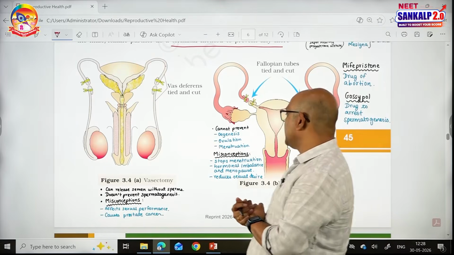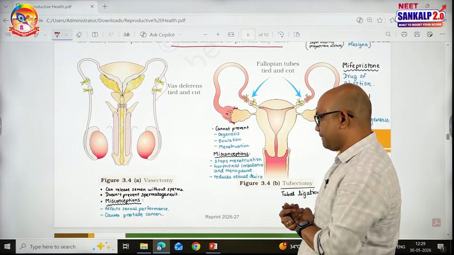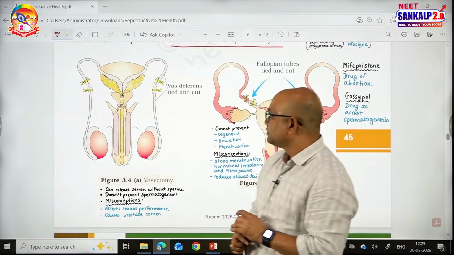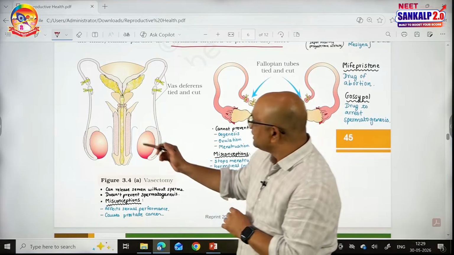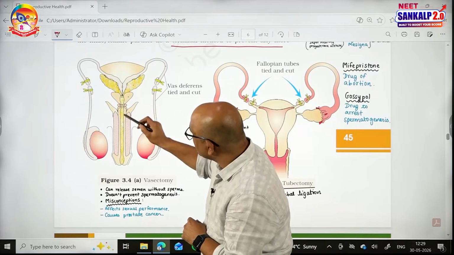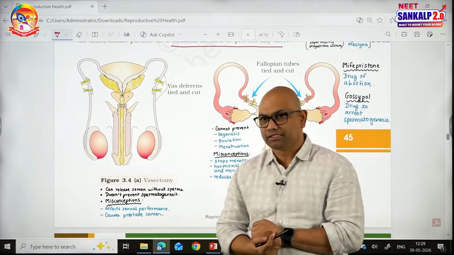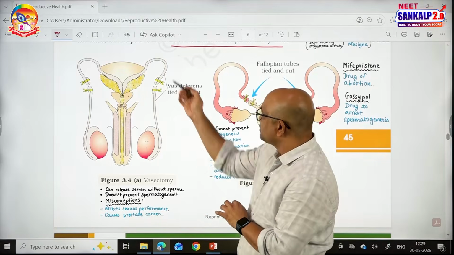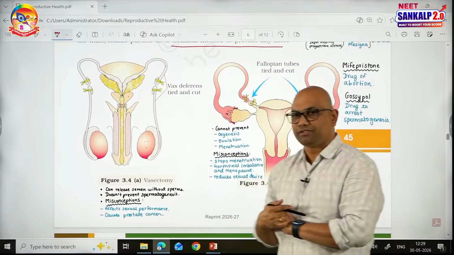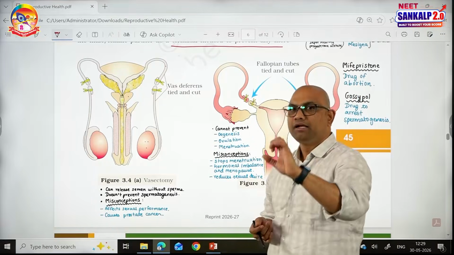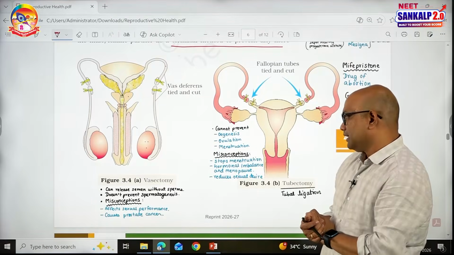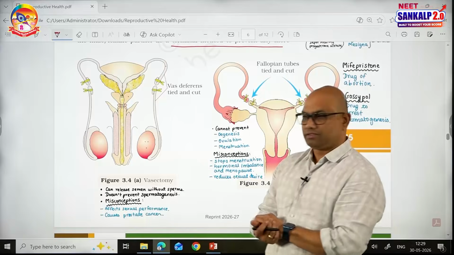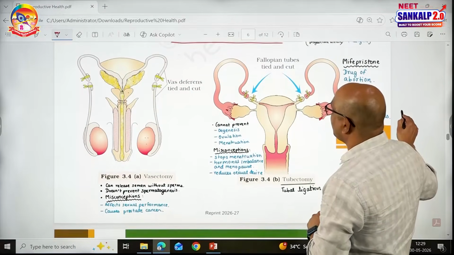So, what are the other points related to the vasectomy? A vasectomized male can release semen, but without sperms. So, how can this male release semen? See this, secretions of the seminal vesicle, prostate gland, and bulbourethral gland can be released during coitus, but that will not have sperms, because sperms are synthesized in the testis. Those sperms are not reaching this because there is a block at the vas deferens. So, a vasectomized male can release semen, but without sperms. And vasectomy will not prevent spermatogenesis. There is spermatogenesis.